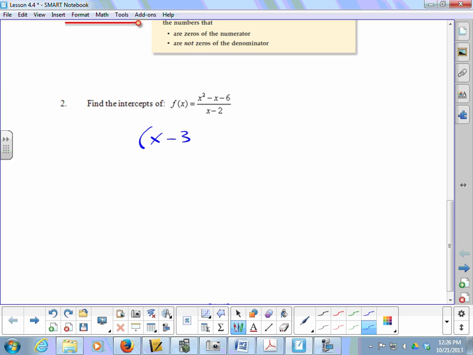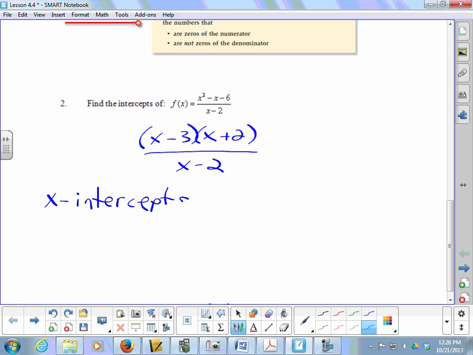So we have x minus 3 and x plus 2 in the numerator. All right, so the x-intercepts are where the numerator equals 0. And where does the numerator equal 0 here? Okay, so 3 and negative 2 are the x-intercepts. The y-intercept, there's only one, right? The y-intercept in this case is 3.